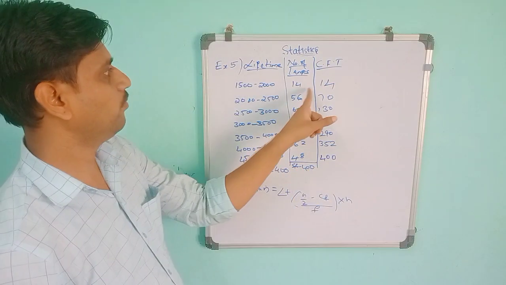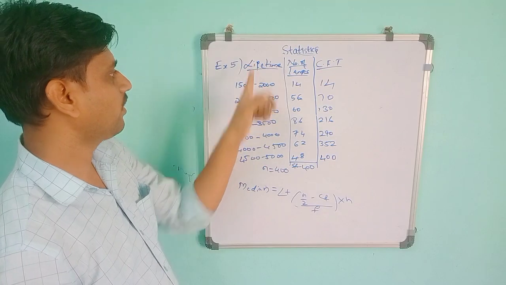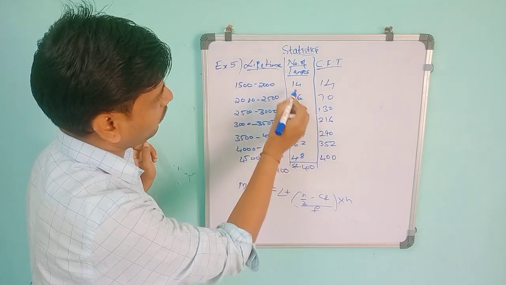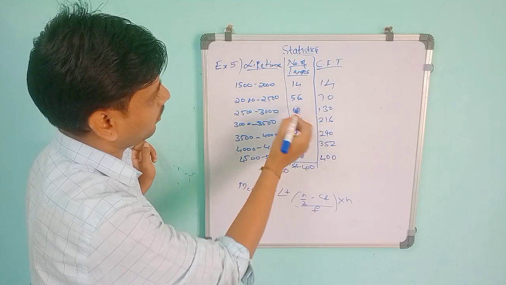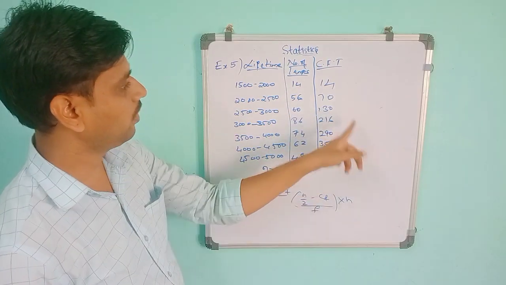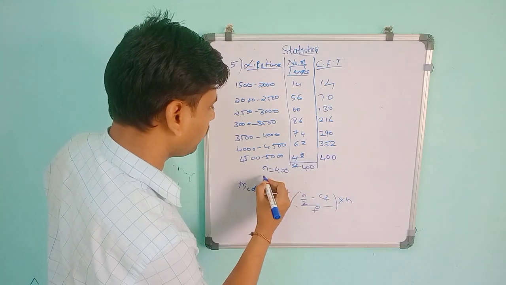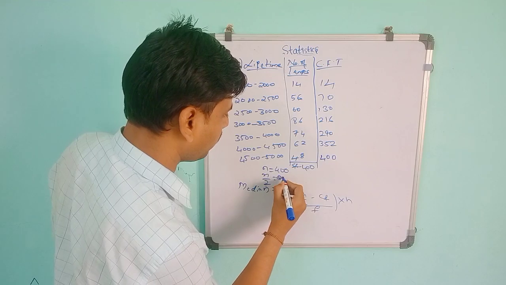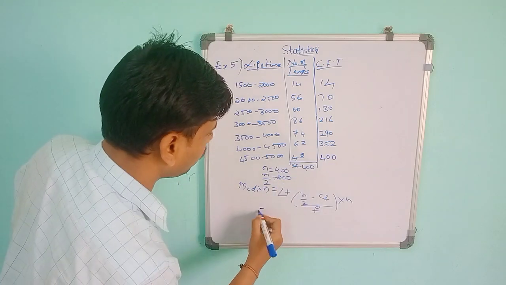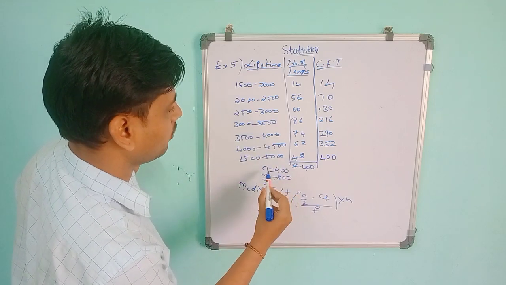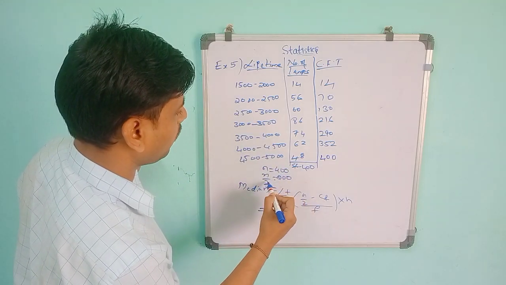So first you have to keep the first number as it is when they have given the class interval, the same class intervals. Then you add the first number to the second number, and the second number to the third number, like that. The last number should be 400. Then n is 400, so n by 2 will be 200. Then median is equal to L plus... N is equal to 400, so n by 2 is 200.